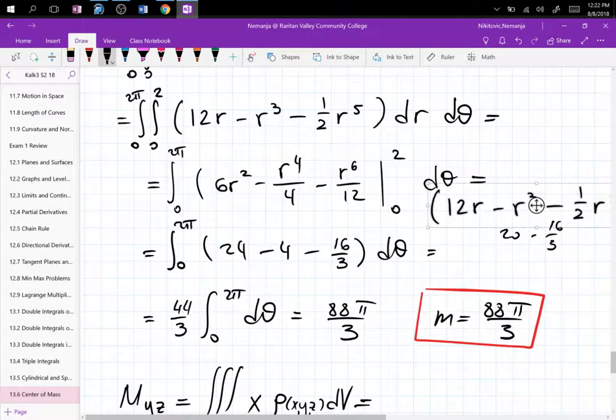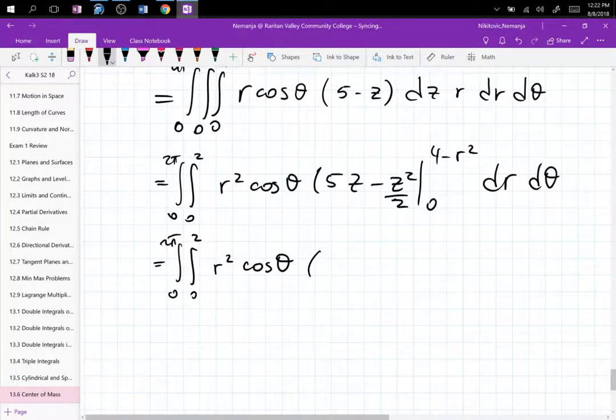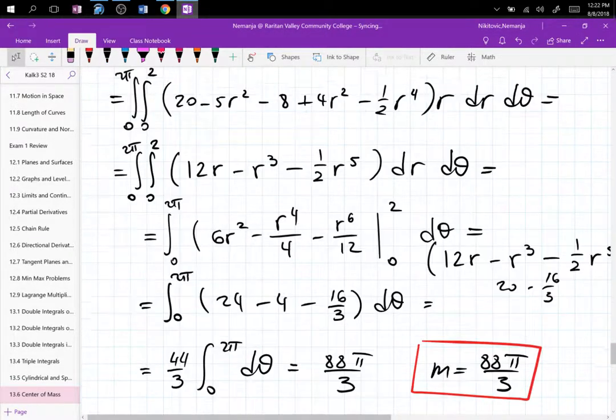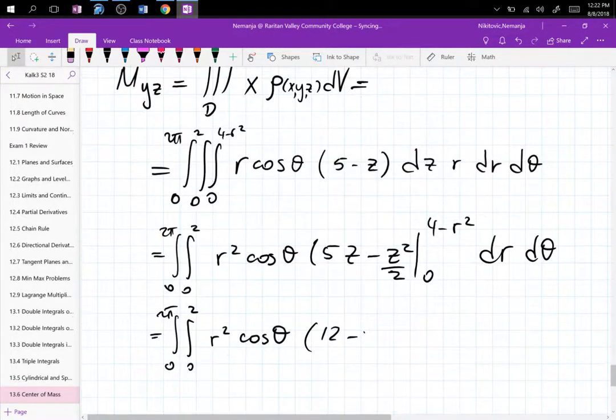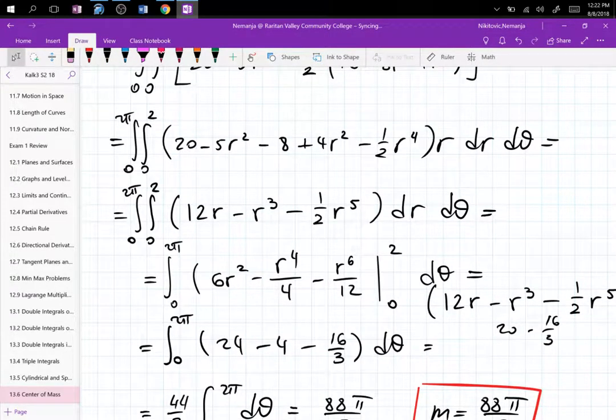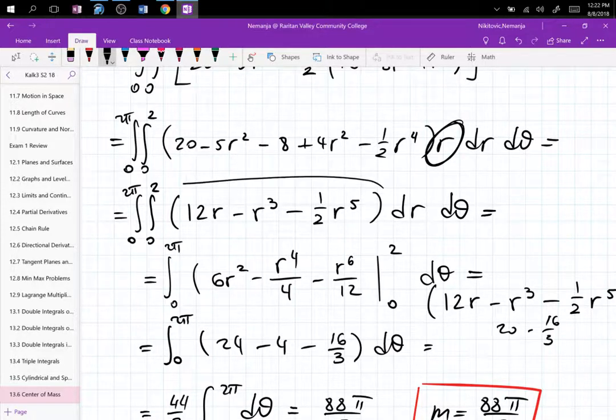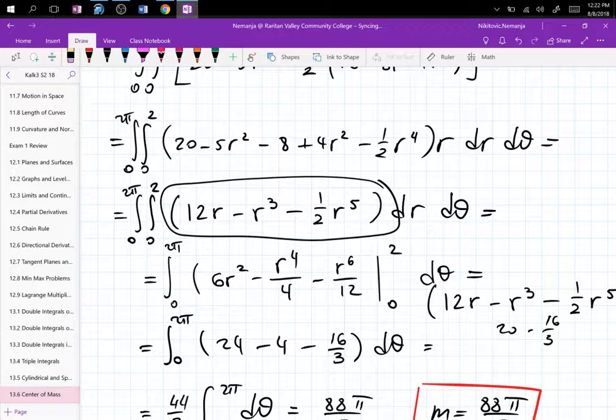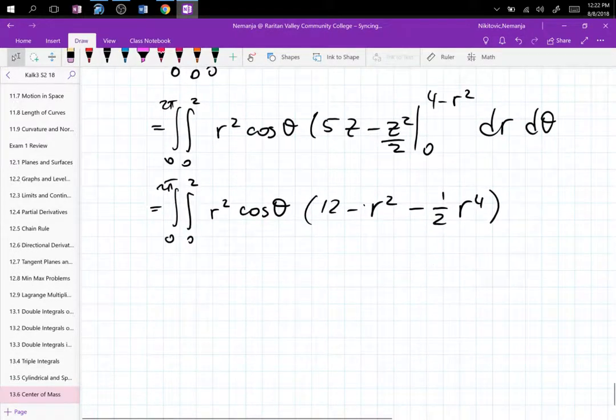Whatever, 12 minus 1/2 r squared minus 1/2 r to the 4. So 12 minus r squared minus, yes. This r, remember that I put it into r squared? So that's why I'm using this here without one of the r's. Great. So now I have this.